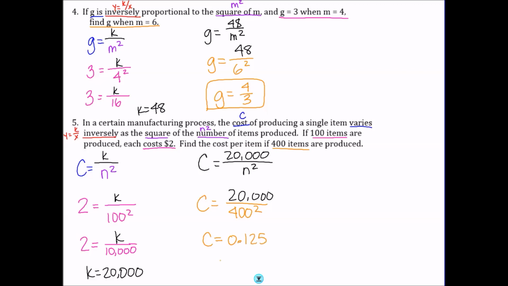Now, since this is a word problem, I need units. So you can either write this as $0.125 or 12.5 cents. Let's look at one more problem.